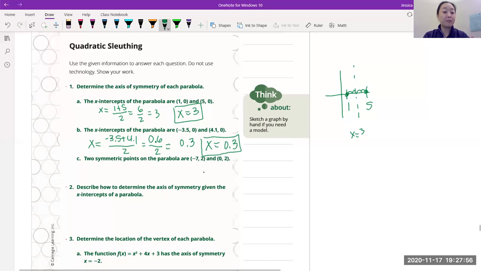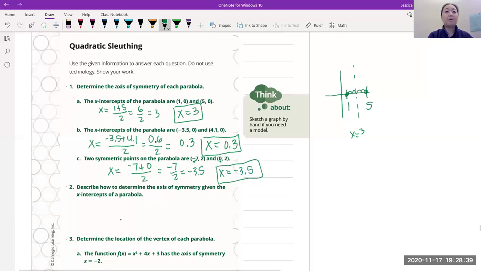And what if we have two symmetric points? They're not roots, but they're two symmetric points. Remember when we talked about the distances between the two points that are symmetric to each other? We're just going to look at the x's. So x is equal to this -7 and the 0. So -7 plus 0 divided by 2, which is -7 over 2, which is -3.5. So x is equal to -3.5. It literally does not matter. We just look at the x parts and add them up divided by 2, because the distances are equal to each other. So we're literally finding the mean.